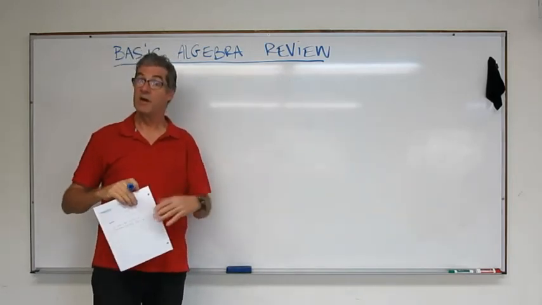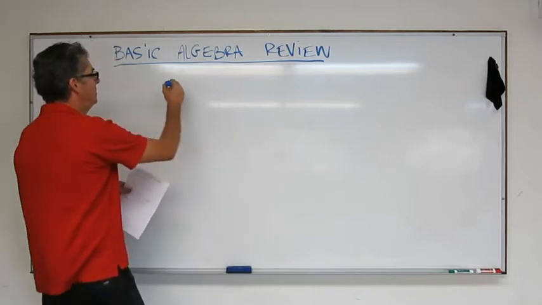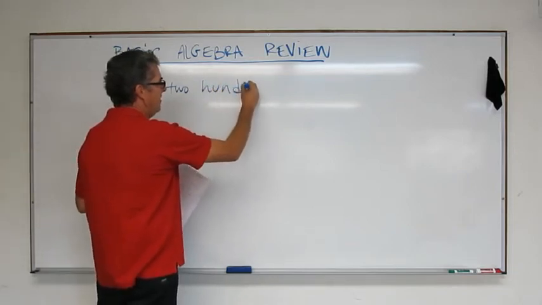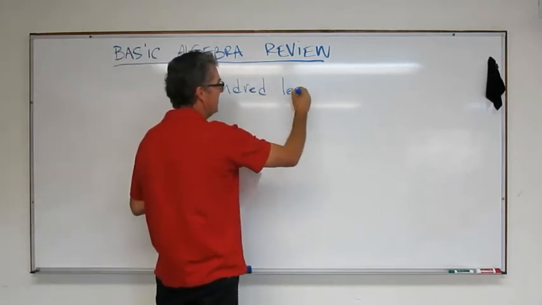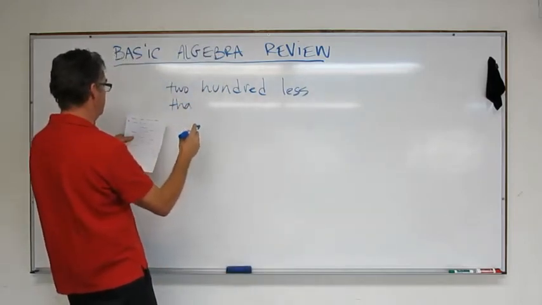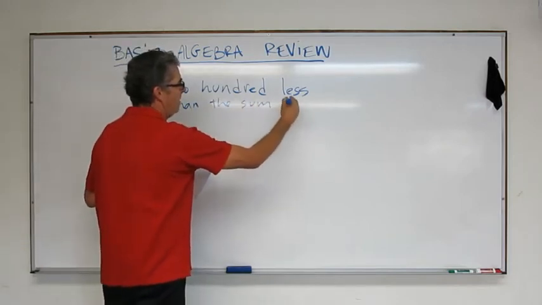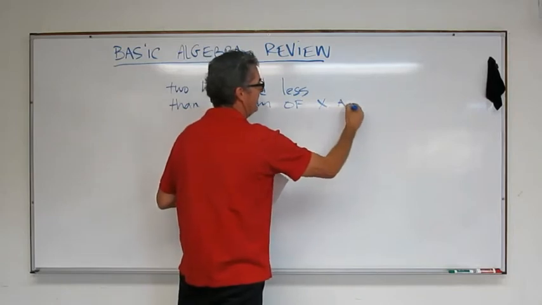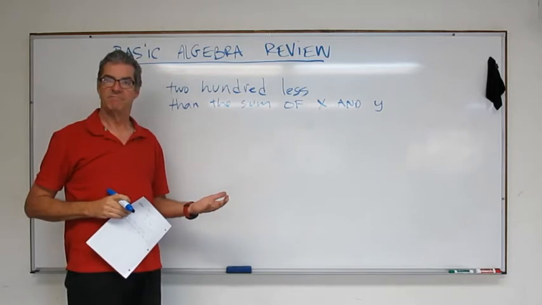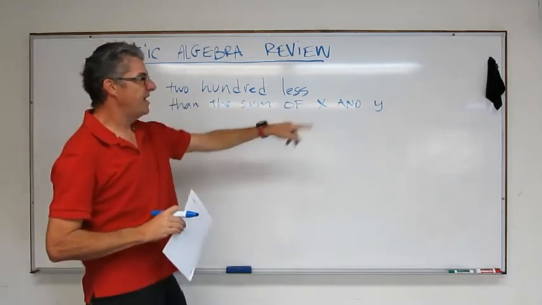Okay, let's try another one going from words to an expression. $200 less than the sum of x and y. Pause the video, give that a try. Okay, let's see how you did. So it's 200 less than the sum of x and y.